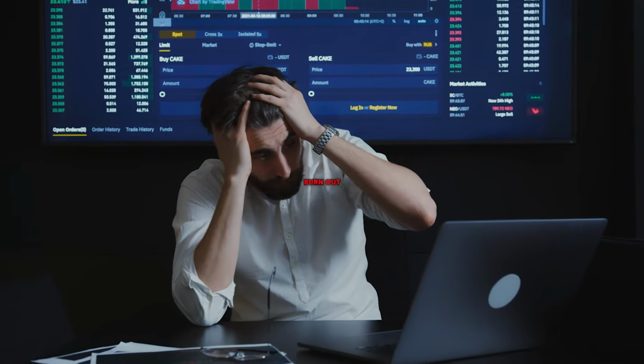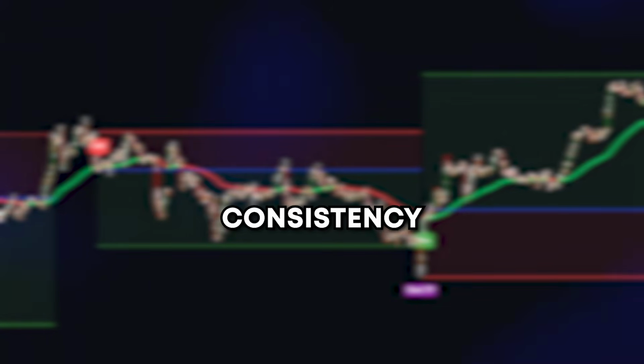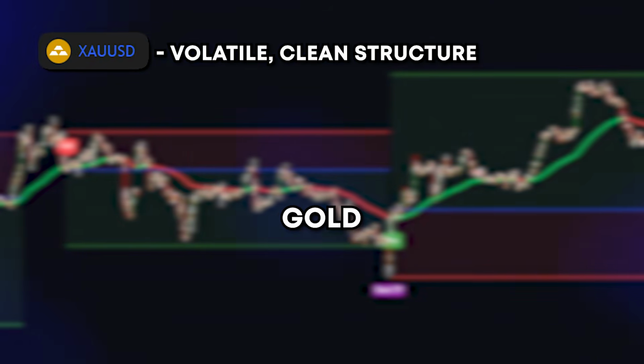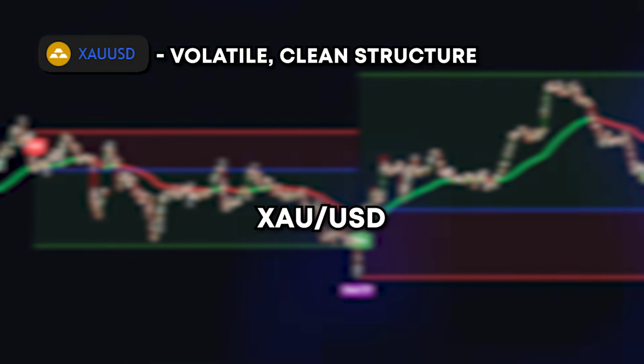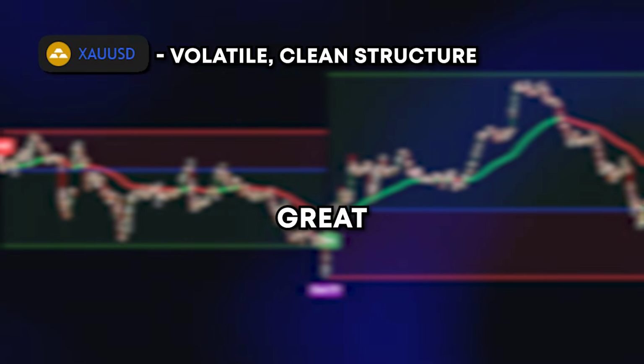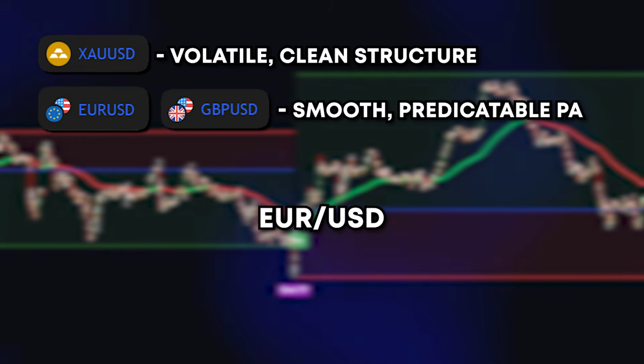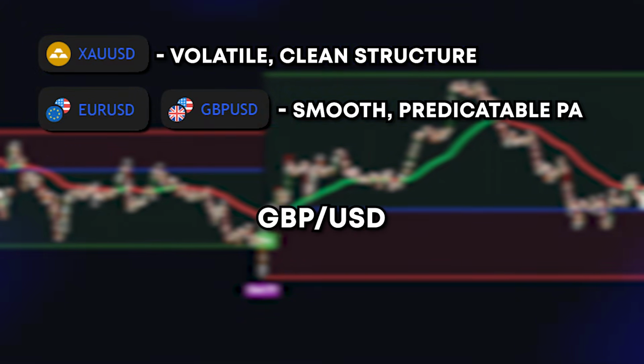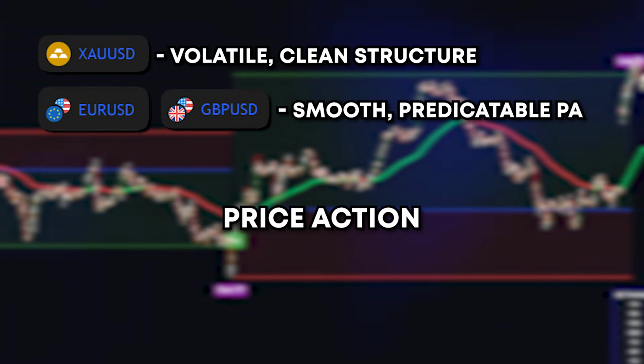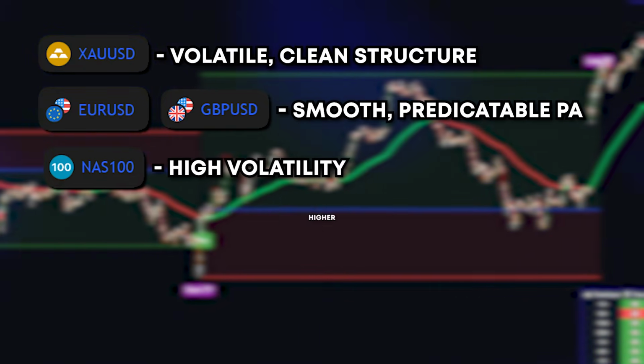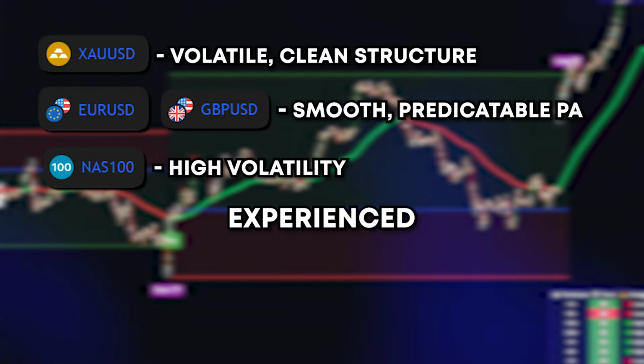If you're new, stick to 1 or 2 markets only. Don't try to trade everything. That's how traders burn out. The best pairs for consistency with SwiftAlgo are gold, XAU/USD, volatile, clean structure, great for intraday trading. Euro to US dollar or British pound to US dollar, smooth and predictable price action. NAS100, higher volatility, perfect for more experienced users.